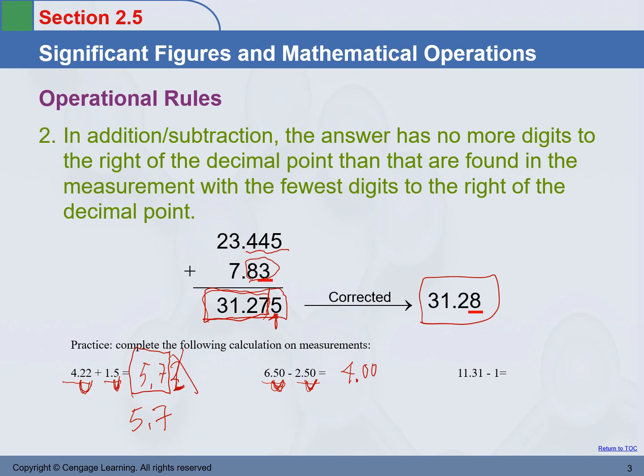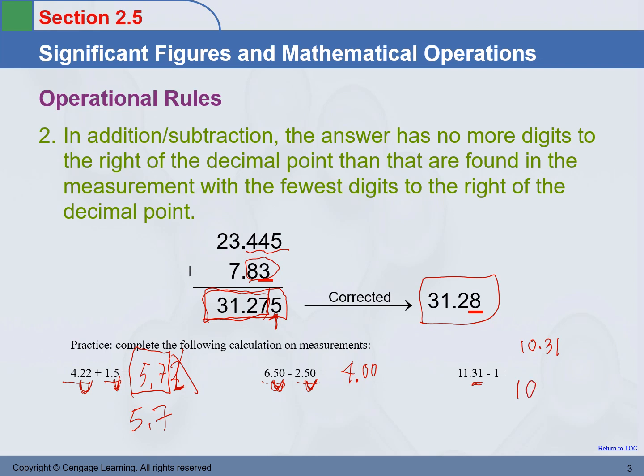Next, 11.31, 2 digits after the decimal. Next, number 1 has no digit after the decimal. You know you cannot keep any digit after the decimal in your answer. So punch these numbers into your calculator. You see 10.31 on your calculator. Okay, you learn the rule. The rule tells you for addition and subtraction, in this case, I cannot keep any digit after the decimal. Well, the number becomes 10.